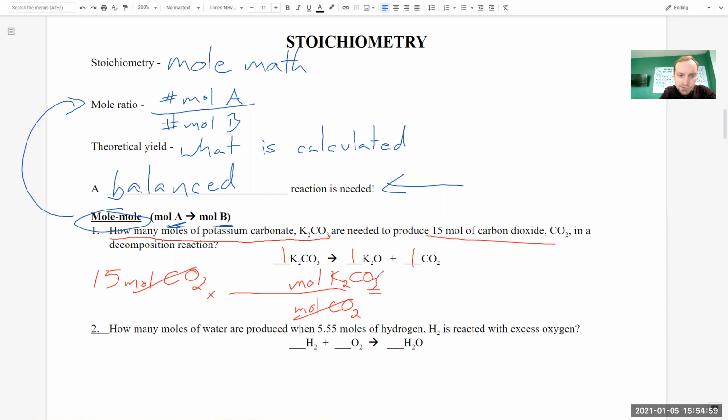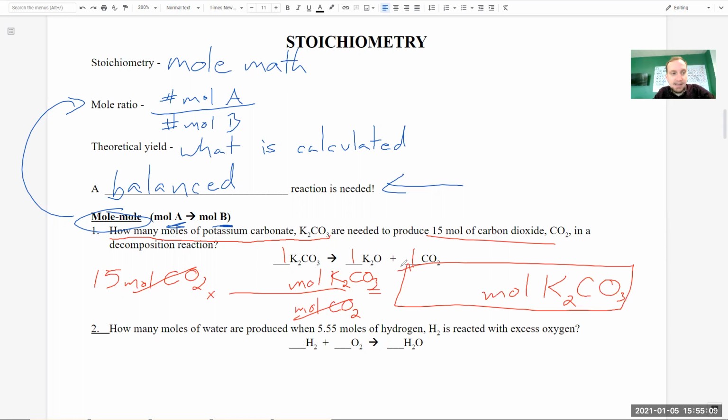So now that moles of carbon dioxide will cancel, as you could probably already assume, we will be left with moles of potassium carbonate. And guess what? This is a nice simple one step. That's all we're going to need. All we need now is our mole ratio. So if we look at the balanced chemical equation, mole of K2CO3, there's K2CO3. So notice we have a 1 right here, right? So I'm going to put a 1 there.